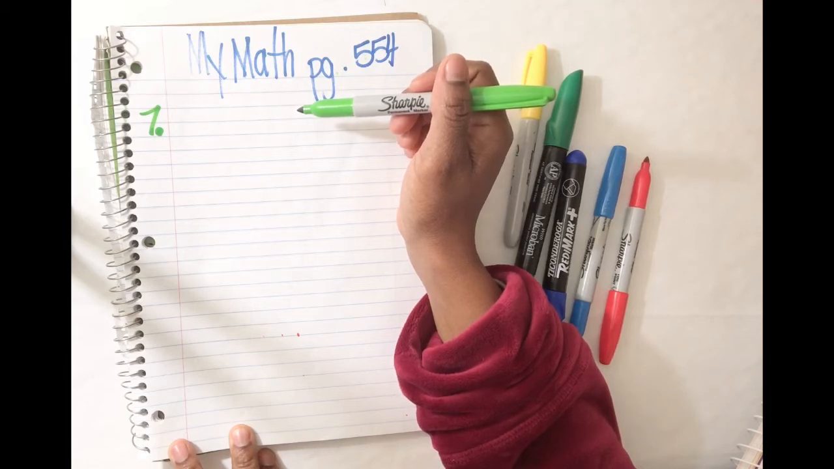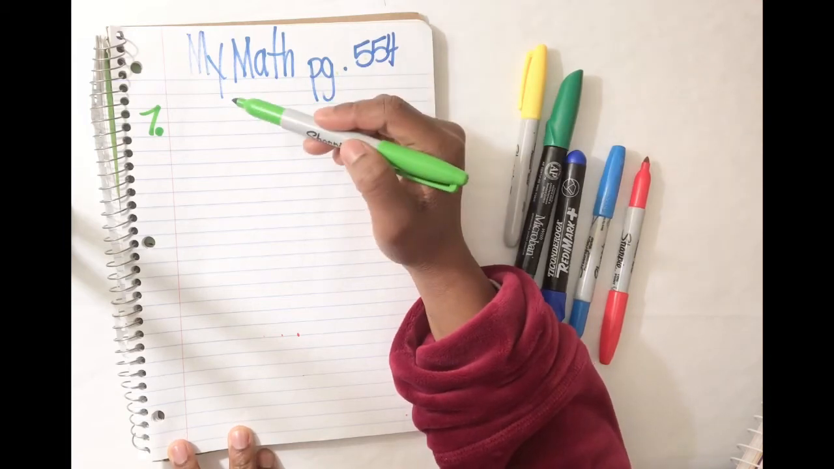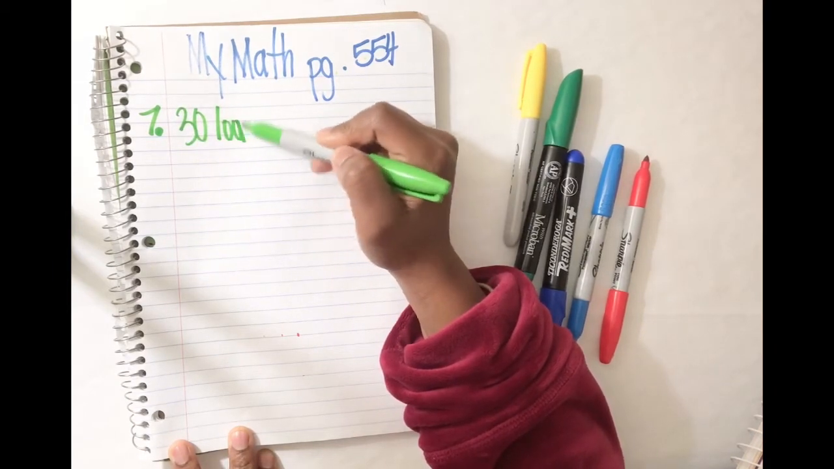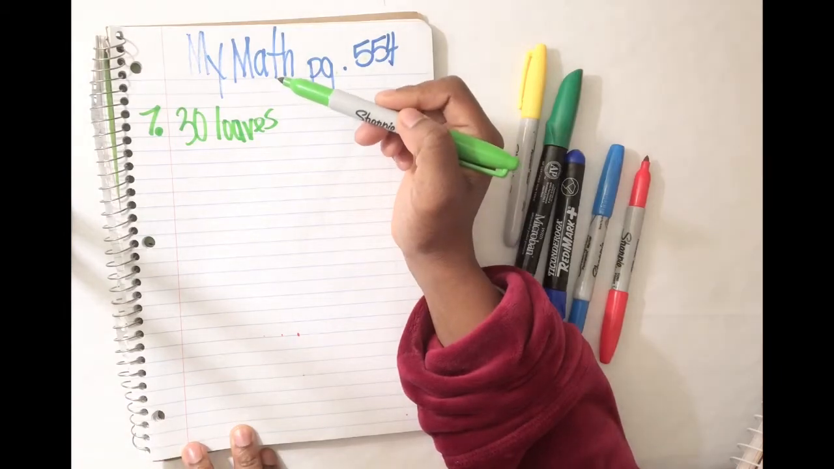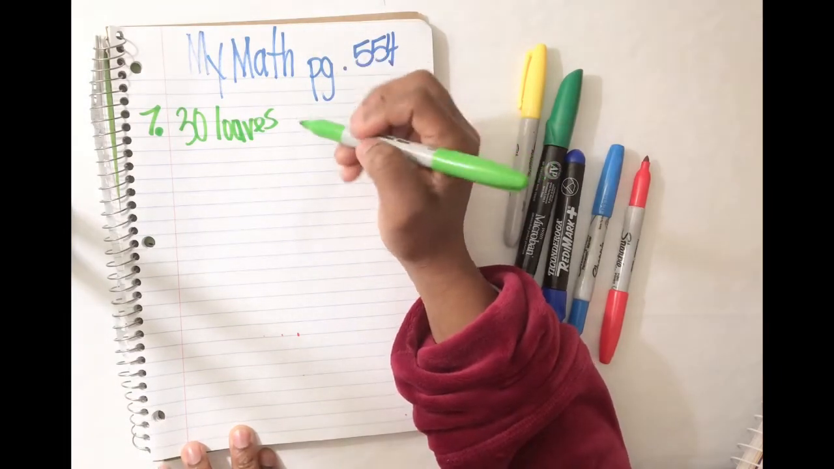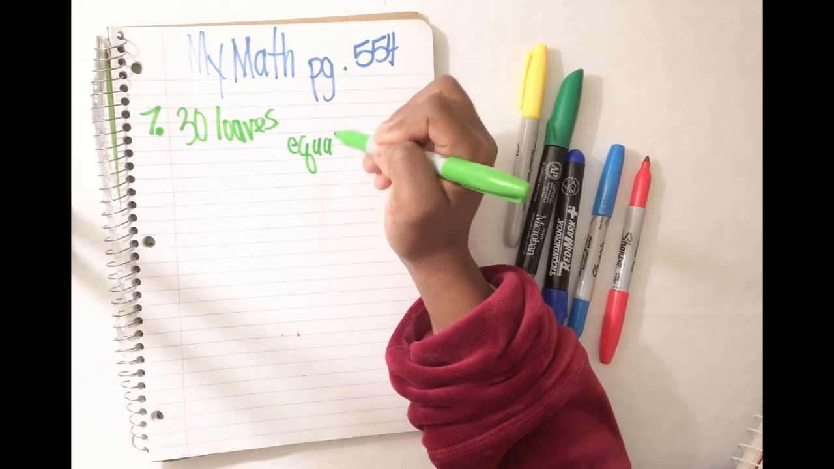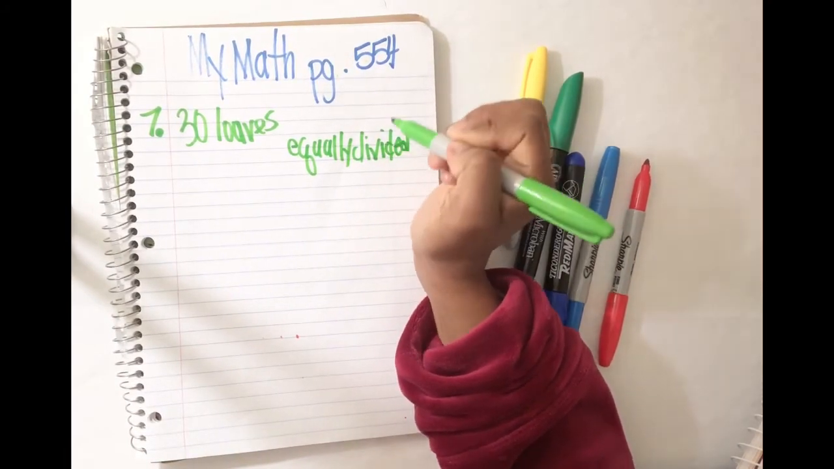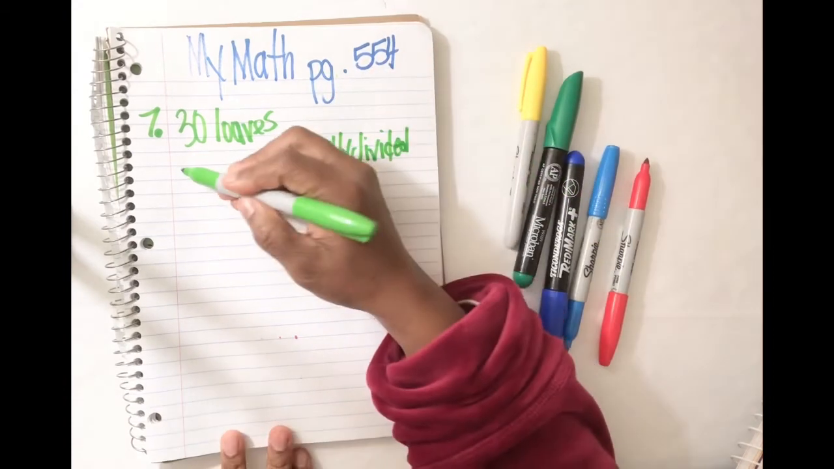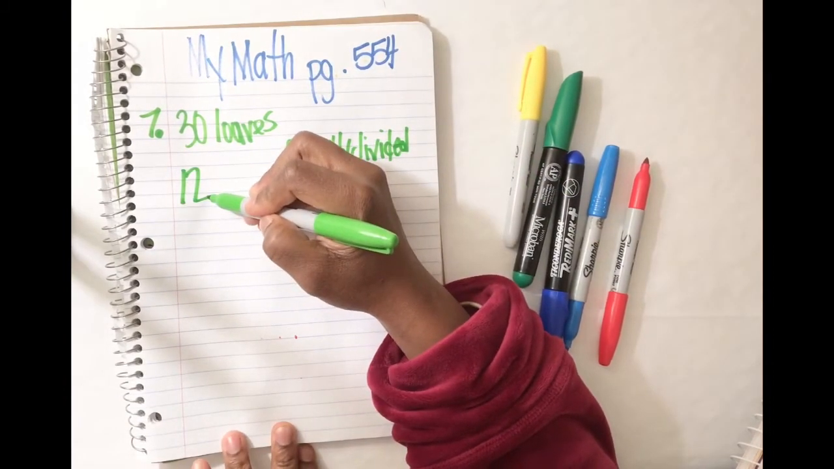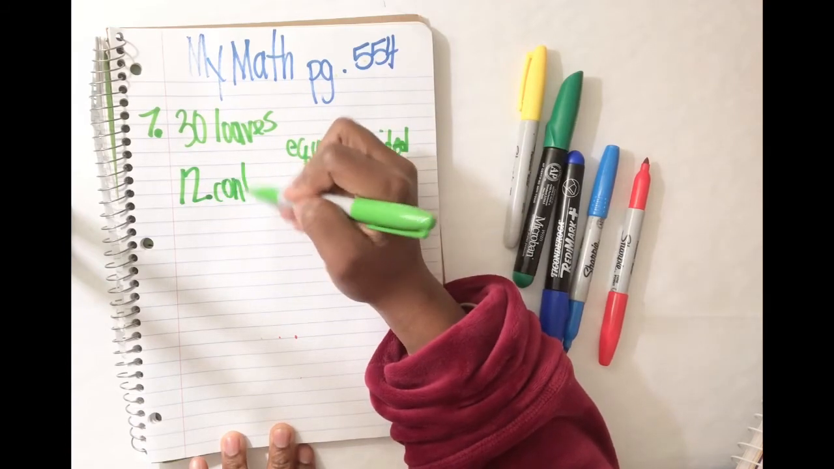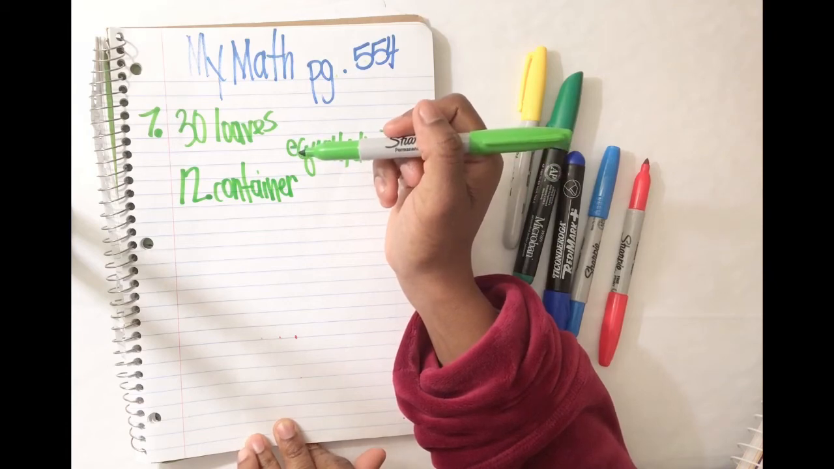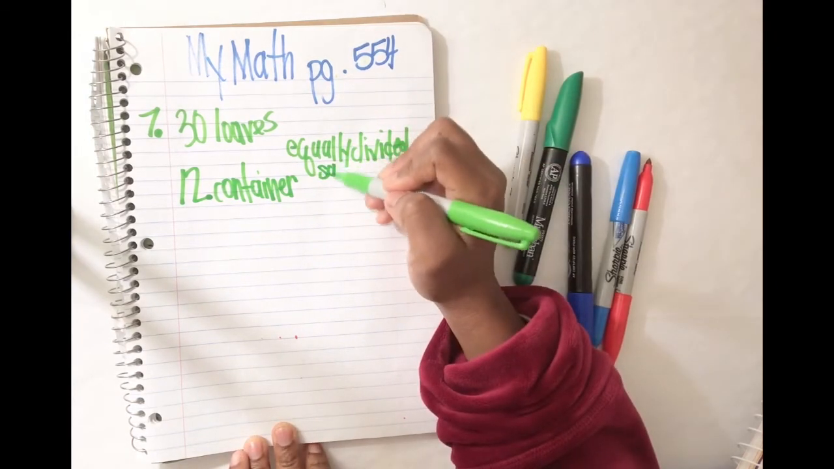The baseball team is selling 30 loaves of banana bread. That's important. Each loaf is sliced and equally, that's important, it says it's equally divided. That's a key word there. Equally divided into 12 large containers, okay? 12 containers. That's important. If each slice is the same size, there's another one.